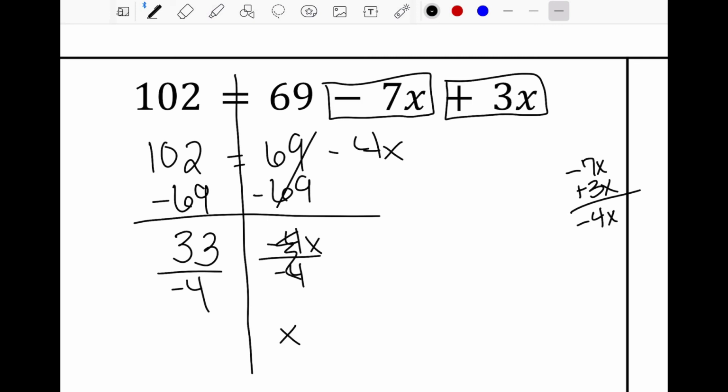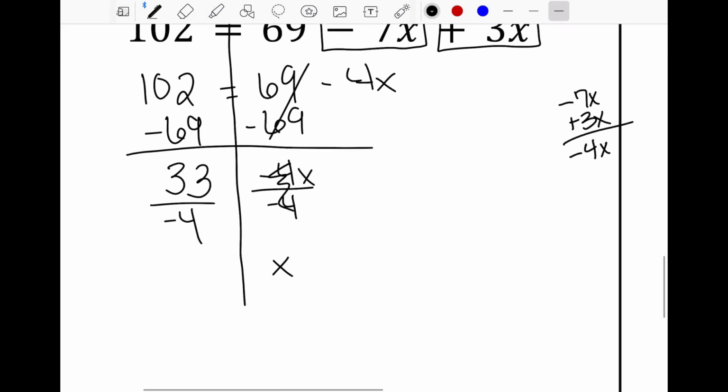Now, if we look at 33 being divided by negative 4, it's definitely not going to go in there evenly. So, there's two answer choices that you could possibly see. And one of the answer choices will be, or could be, negative 33 over 4 if it cannot be simplified. Or you could see negative 8.25. That's your decimal form. Okay?